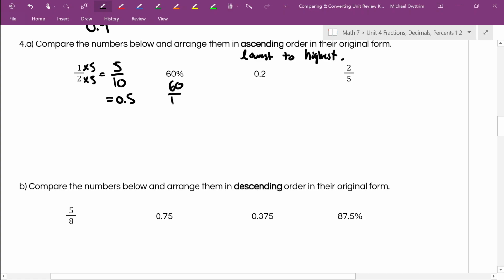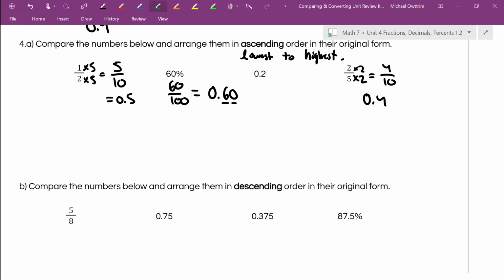60% is 60 out of 100, which is 0.60, reaching the hundredths place. 0.2 already is a decimal, and then 2/5, that is one of our memorized ones, but we can also multiply to get 4/10, which is 0.4. Okay, so just looking at our tenths place, we've got 5, 6, 2, and 4.